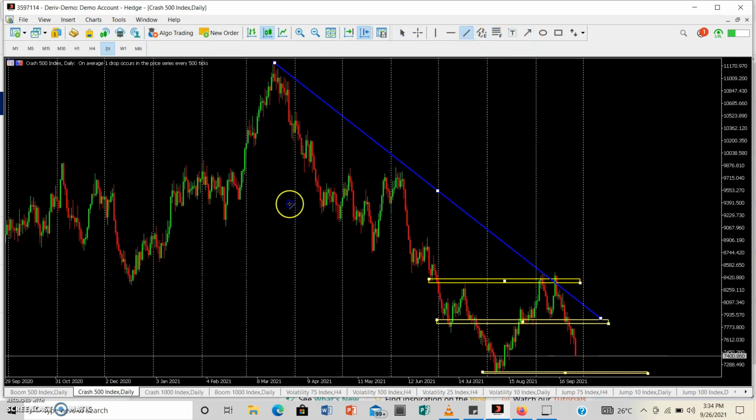And at the bottom right here, we also have another trend line to form a clean channel. So at this juncture, we can see that price has a strong bearish momentum, and placing sell trades will be the next best move. So I'll be entering some sell trades for this Crash 500.